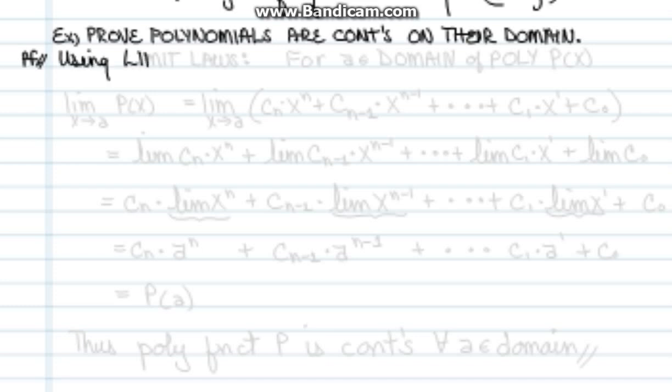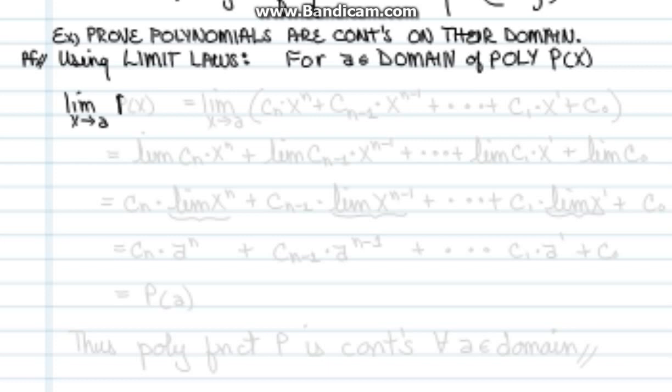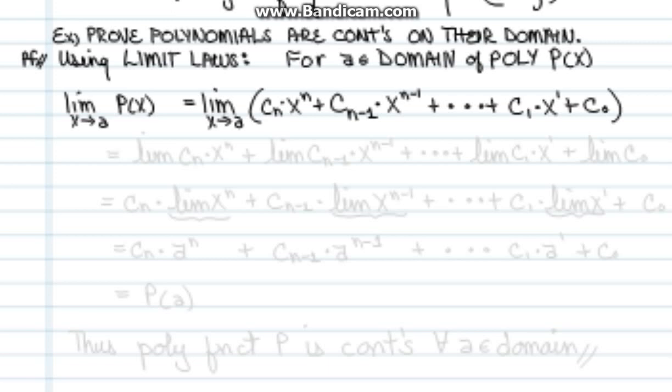Proof. We're going to use limit laws for a, an element of the domain of the polynomial p of x. So we're going to be taking the limit as x approaches a value in the domain of the polynomial. The limit as x approaches a of p of x is equal to the limit as x approaches a of this strange way of writing a polynomial: the constant c sub n times x to the n power plus the next coefficient c sub n minus 1 times x to the n minus 1 power plus dot dot dot c sub 1 times x plus c sub 0.